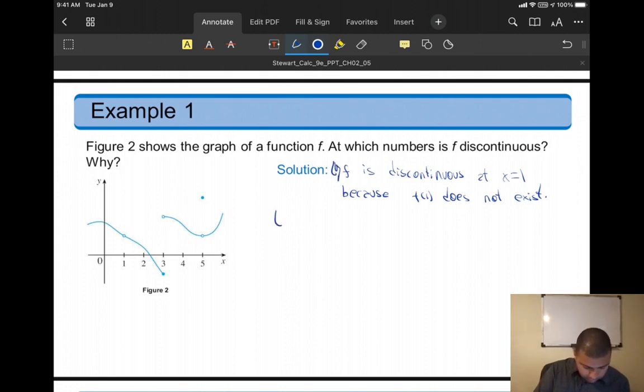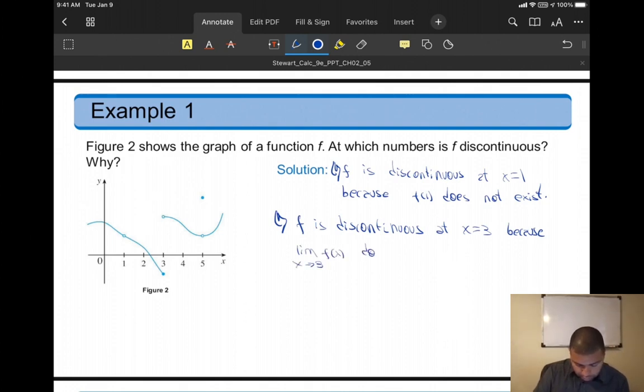Another place where it's discontinuous is at 3, you can see. So f is discontinuous at x equals 3 because the limit as x approaches 3 of f of x does not exist. And that's because you have a left limit being negative and a right limit being positive. So the limit does not exist.